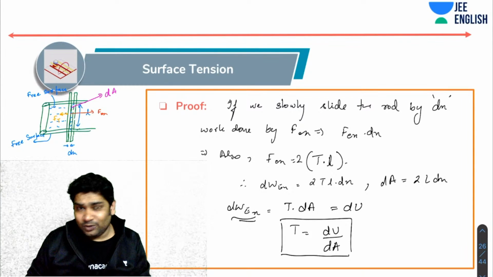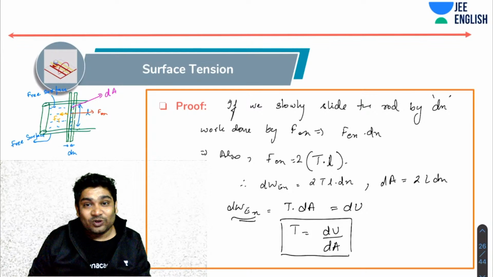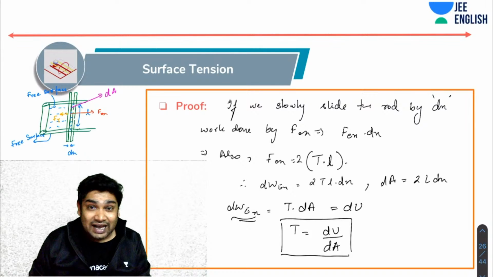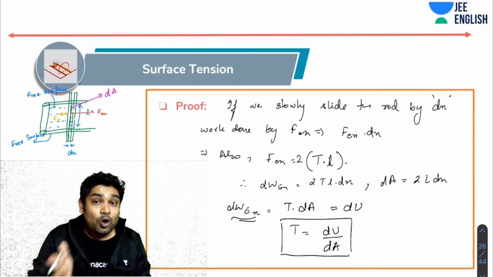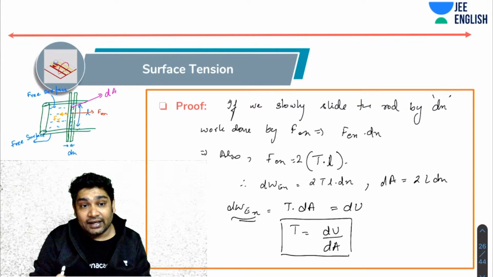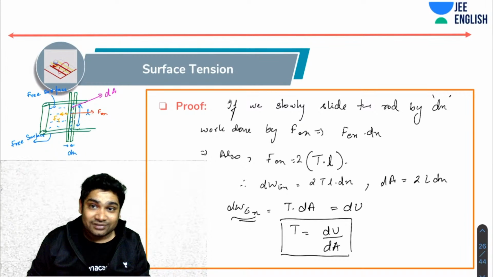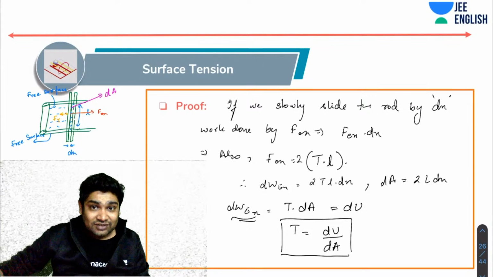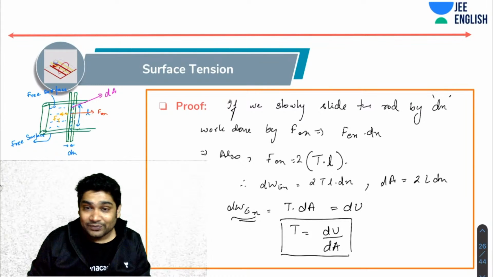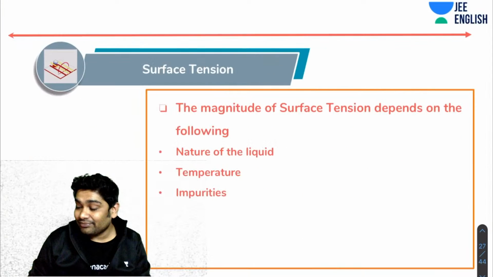Again, I hope this is clear. Now you have two ways of defining surface tension. Surface tension can be defined as the force per unit length or the surface energy per unit area. Numerically, both are equal and both are equal to this value of surface tension. Dimensionally also you can see, this is work, which is force into distance, over area, which is distance square. So this is force over length. So dimensionally also it makes sense.